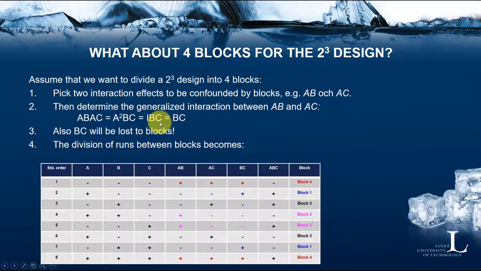The division of the design runs between the blocks becomes then, when we only have the plus signs, plus in this case for AB, AC, BC, this is block number 4. Minus, plus is block number 1, and we can see then when this is repeated, minus, plus here, this is block number 1 as well. So the allocation of the runs to different blocks is determined by these combinations of plus and minus signs that are available to us. And there are 4 combinations.